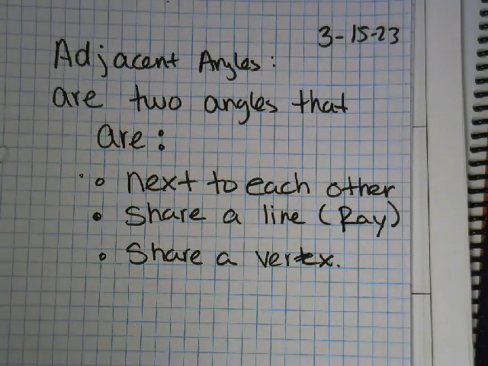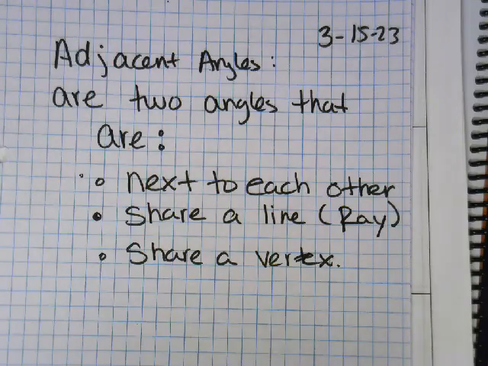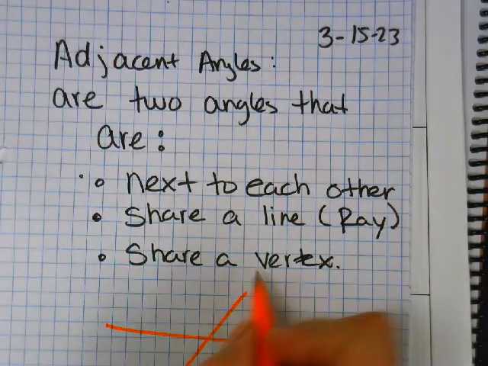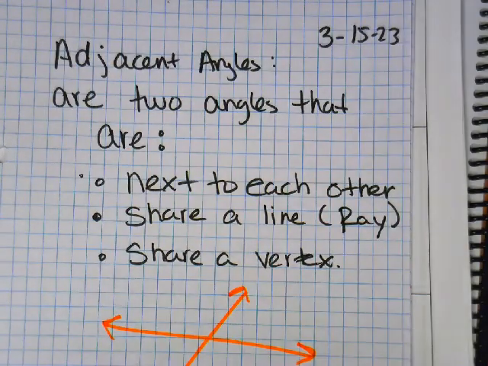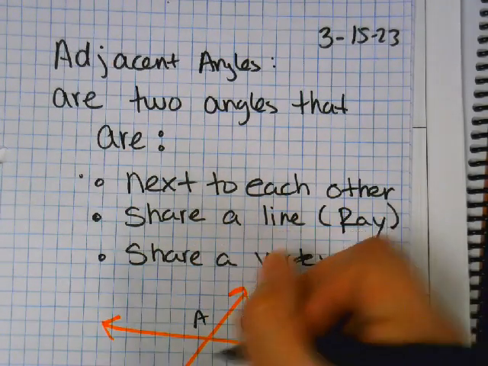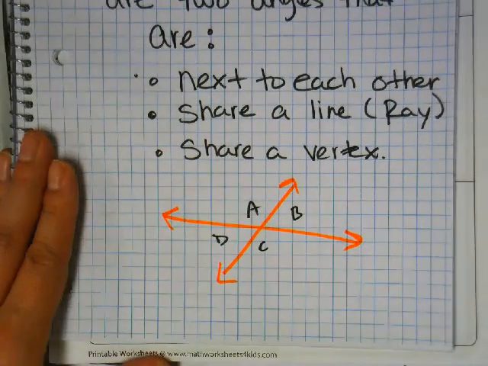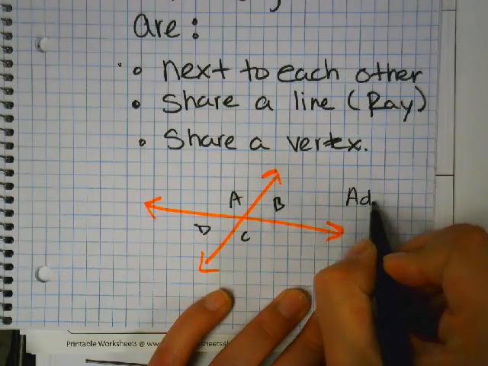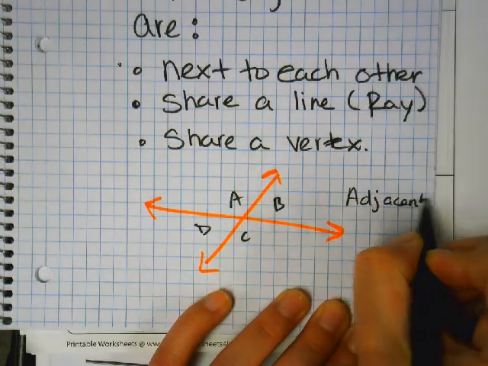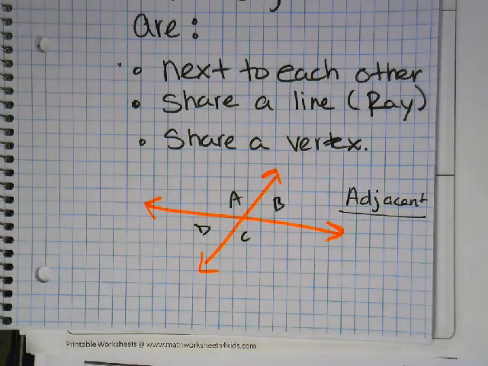Okay, so if we go back to drawing our two intersecting lines from before, we use these with vertical angles. We call this angle A, B, C, and D. Adjacent, next to. So which angles are adjacent to each other? Which angles are next to each other? They share a ray and they share a vertex.